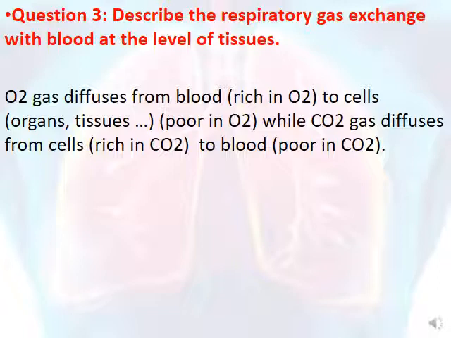So I repeat, the respiratory gas exchange at the level of the tissues is a little bit different. Oxygen gas diffuses from the blood that's rich in O2 to the cells, tissues or organs that are poor in O2, while the CO2 gas diffuses from cells rich in CO2 to the blood that's poor in CO2.